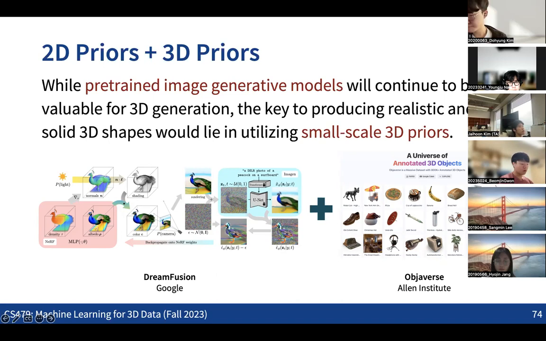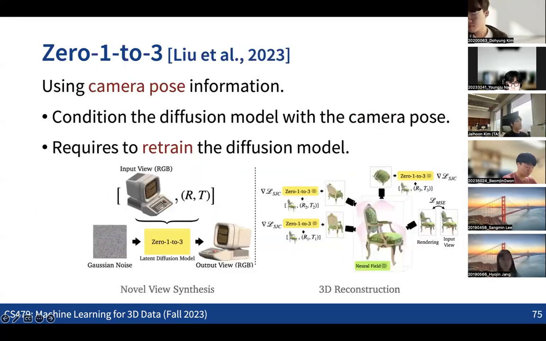For the 3D models, the biggest data set is still around 10 million, which is way smaller than the scale of the images. But when you combine these two sources of information, we're going to have much stronger information for generating more realistic 3D models. There is also very recent work incorporating some of these 3D priors.